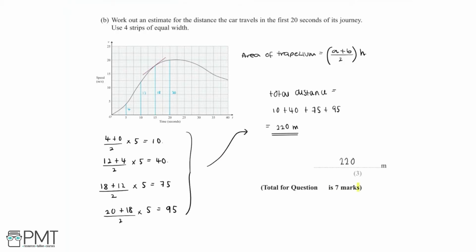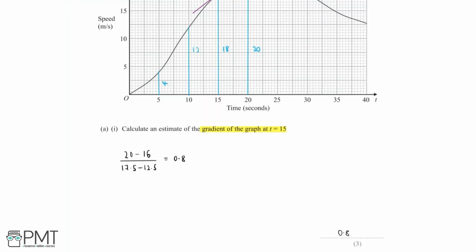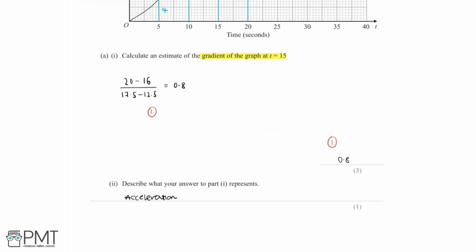Now this question is worth 7 marks, so let's take a look at where each mark is allocated. We get the first mark for drawing a tangent to the curve at t equals 15. We get the second mark for using this tangent in order to find the gradient of the graph. And we get the third mark for finding a gradient of 0.8. We get the fourth mark in part A II for saying that the gradient of the graph represents the acceleration.